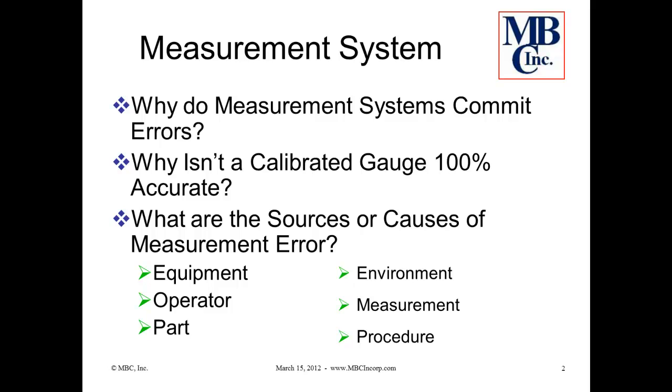Why do measurement systems commit errors, and why isn't a calibrated gauge 100% accurate? What are the sources or causes of measurement error? In this brief presentation we're going to focus on equipment and operator and some within part variation. There are also contributing factors that have to do with environment, the measurement itself, and the procedures.